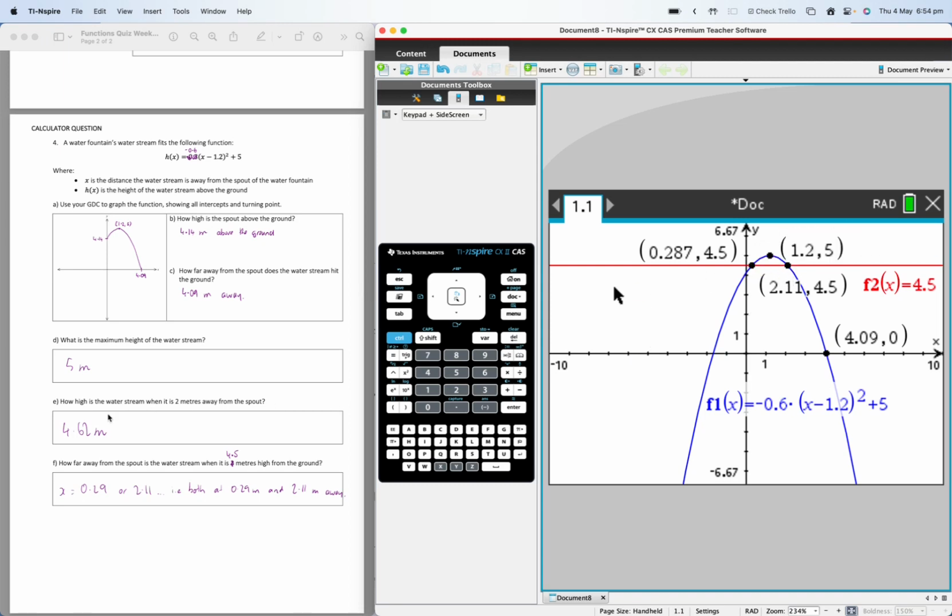For this one here, how high is the water stream when it is 2 meters away from the spout? I would go h of x, or h of 2 if you like, equals negative 0.6(2 minus 12) all squared plus 5. So I'd do the substitution as my first line, and then my second line would be reading it off the graph to give me the answer. Okay, that's if it's worth more than 1 mark. If it just says write down, or if it's only worth 1 mark, then literally just read it off your calculator and then move on.